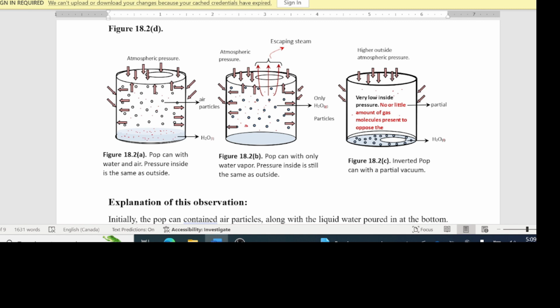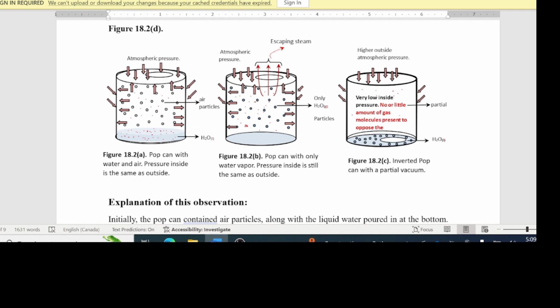So the pressure on the inside of the can is the same as the outside of the can. Okay, now this is what happens. Look here. As the water boils, it creates a current of steam that takes away the air particles with it.